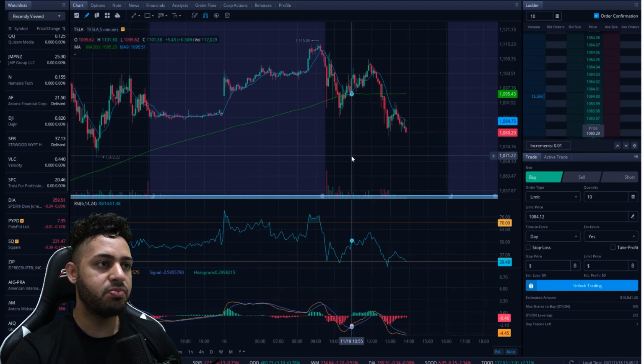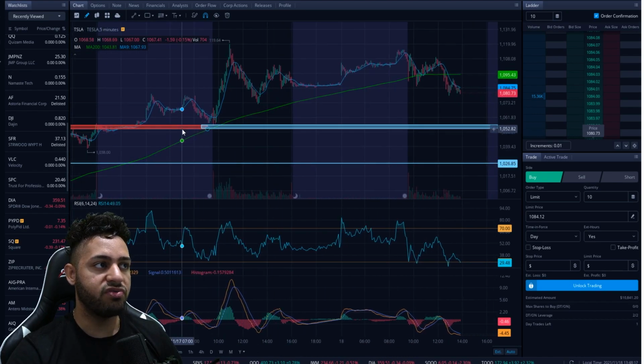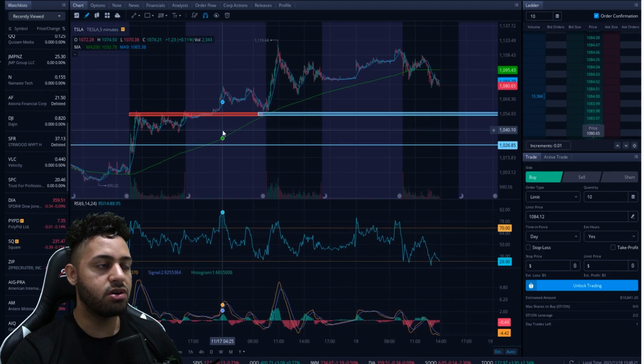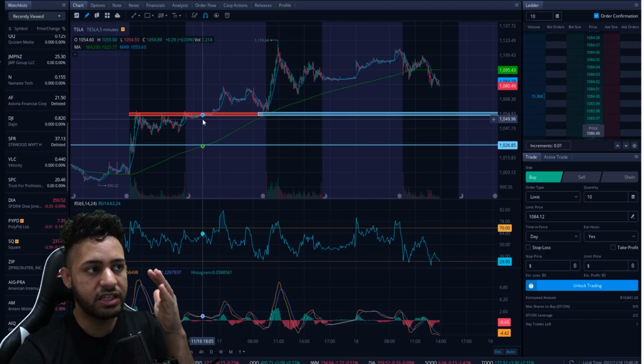But what I point out is that if we zoom back, we're going to see these two rectangles over here, this red rectangle and then this blue one over here. So really what those are supply and demand zones. I made a video about this a while ago, and again, this is on the smaller time frame, so you have to be cautious about this.